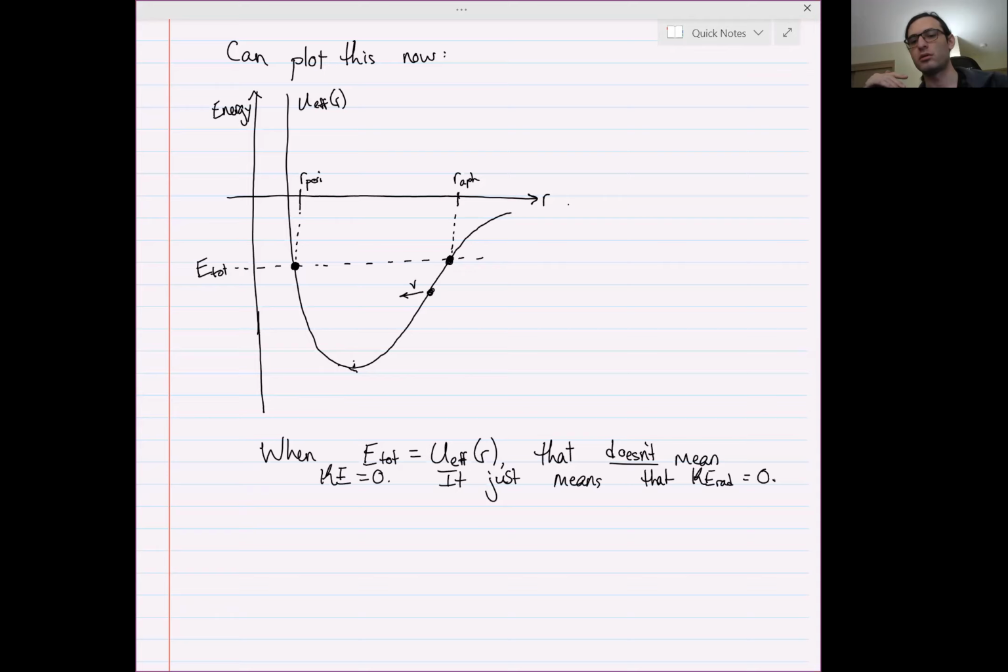So I'm going to stop here. We have some more to do regarding this whole business of energy diagrams for gravitational dynamics, but we'll continue that on Friday. Today's Wednesday.